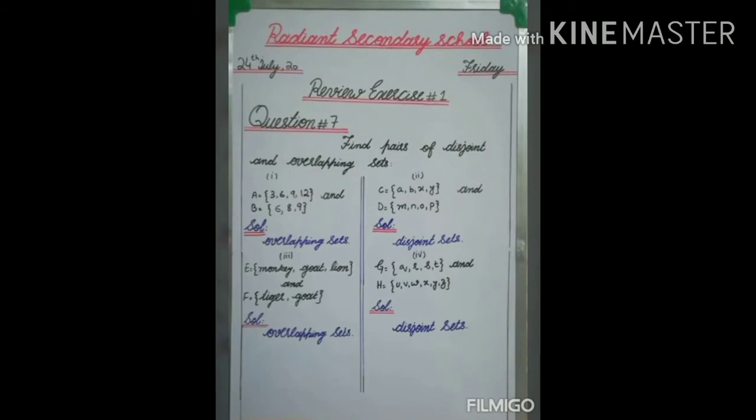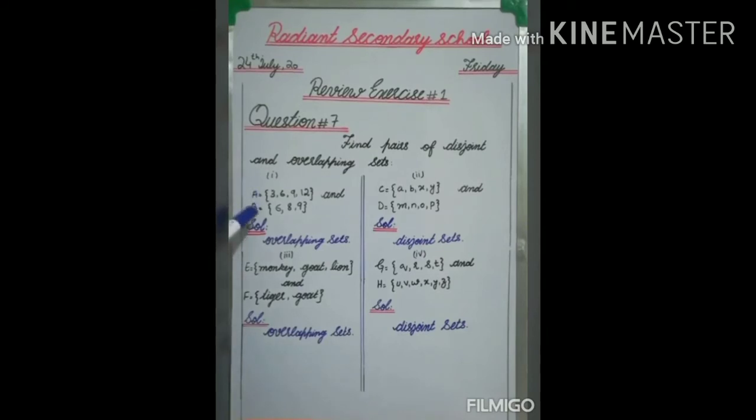Now come to part number 1. Two sets are given. The elements of set A are 3, 6, 9, 12 and the elements of set B are 6, 8, 9. Now we will identify whether the given sets are overlapping or disjoint. For that purpose, we will search out the common elements of sets A and B.